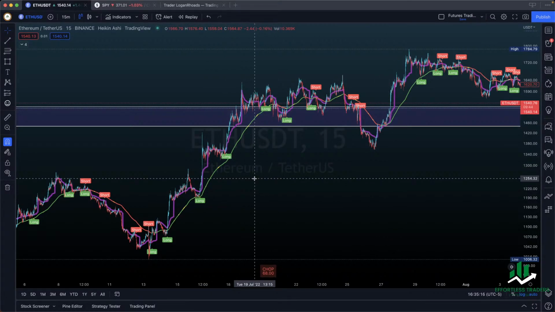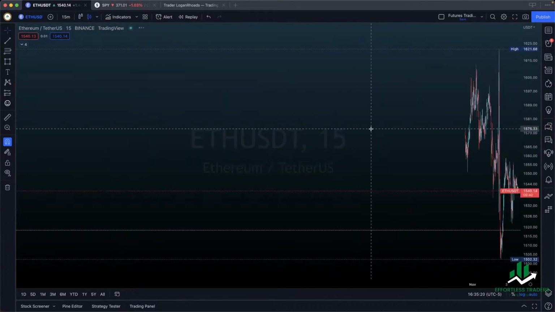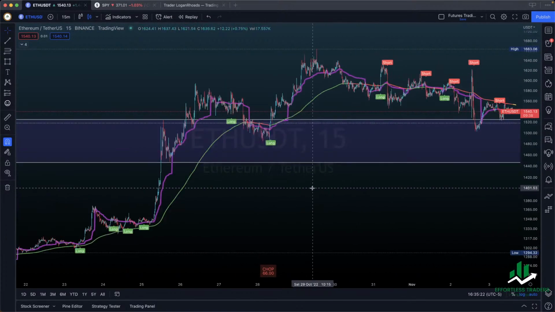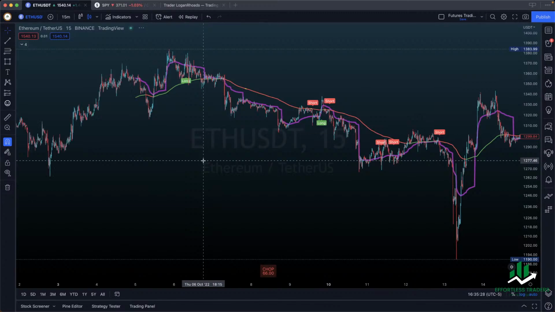You mean like Heiken-Ashi versus regular? Yeah, you can use either one. So I can go to regular candles and it'd be the exact same. Yep, works just as good.